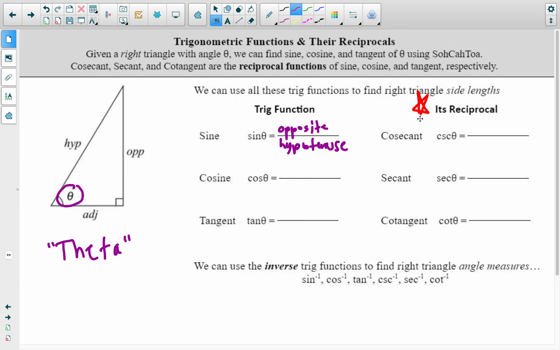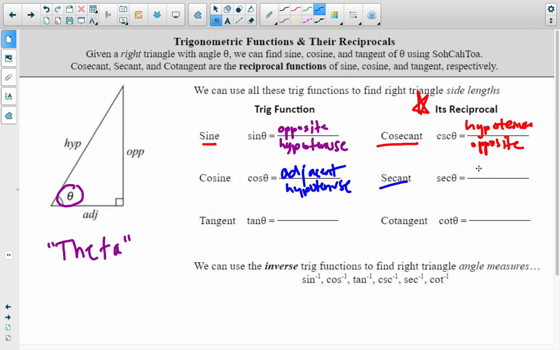What is new to you is this part, the reciprocal trig functions. Okay, that you may have seen before, you may not, just depends on where you're coming from. All right, and so sine has a reciprocal function cosecant, and all that means is that it's equal to hypotenuse over opposite. Okay, and then cosine is equal to adjacent over hypotenuse, the adjacent side. Adjacent means next to, over hypotenuse. And then secant is cosine's reciprocal, and so you just flip: hypotenuse over adjacent.